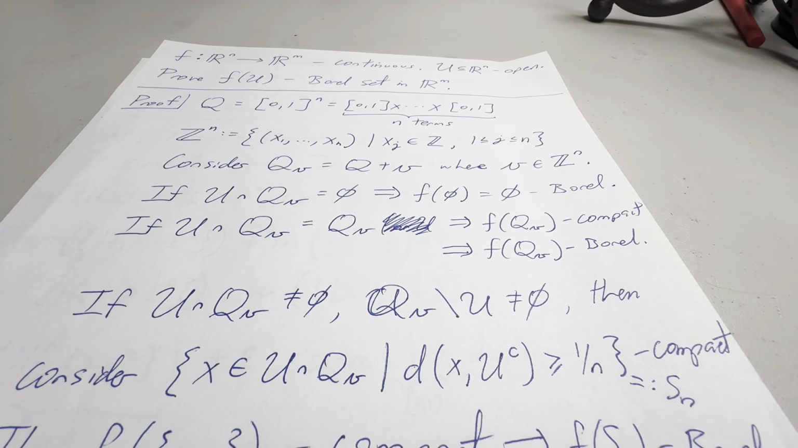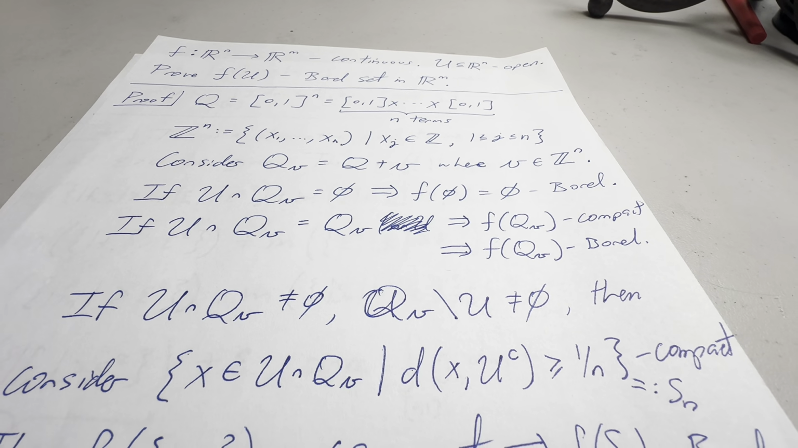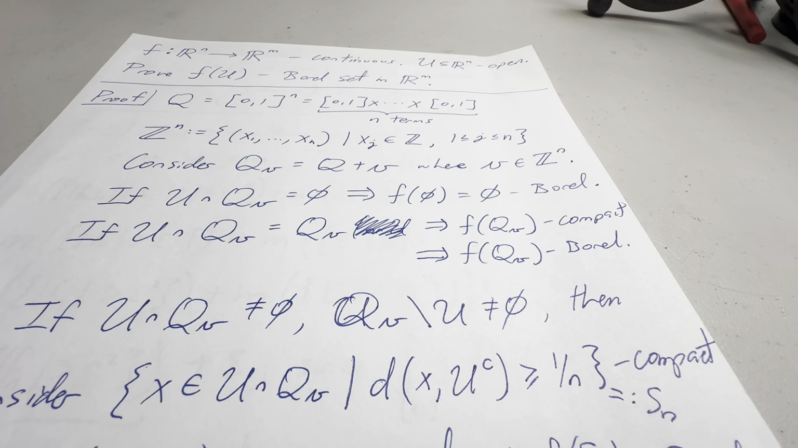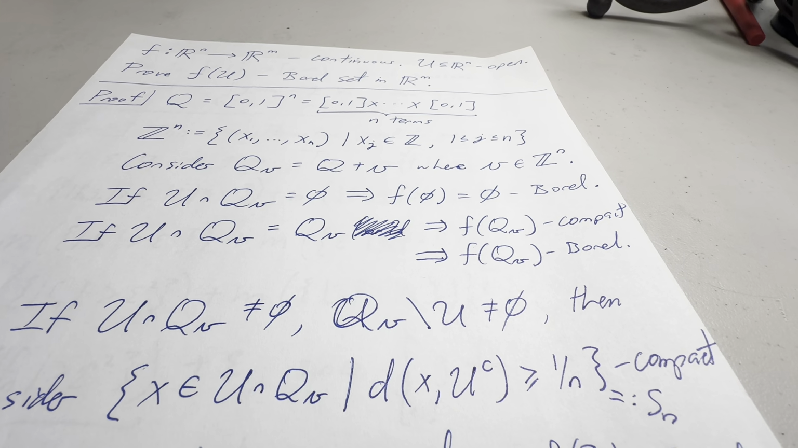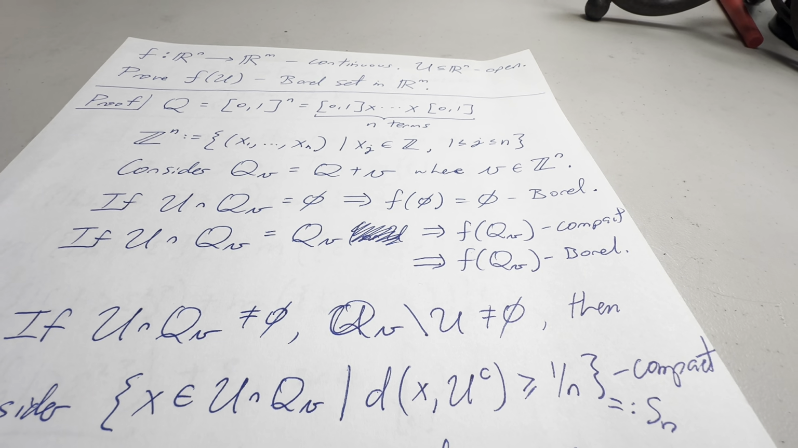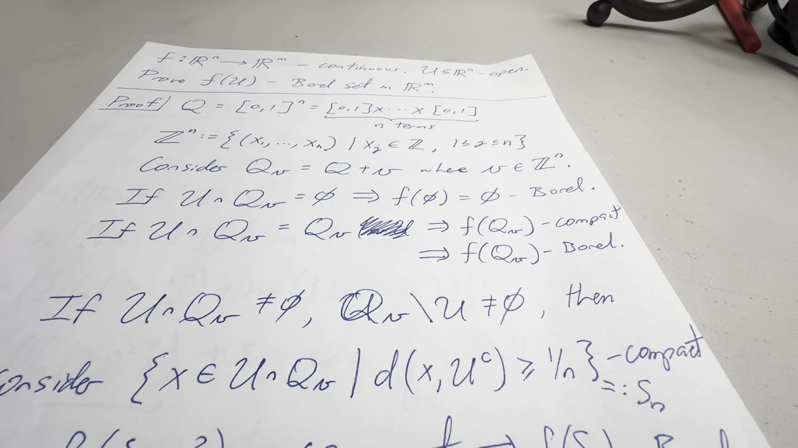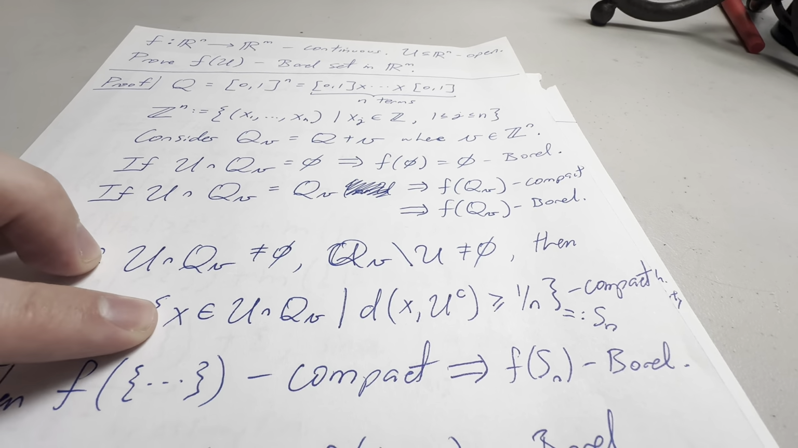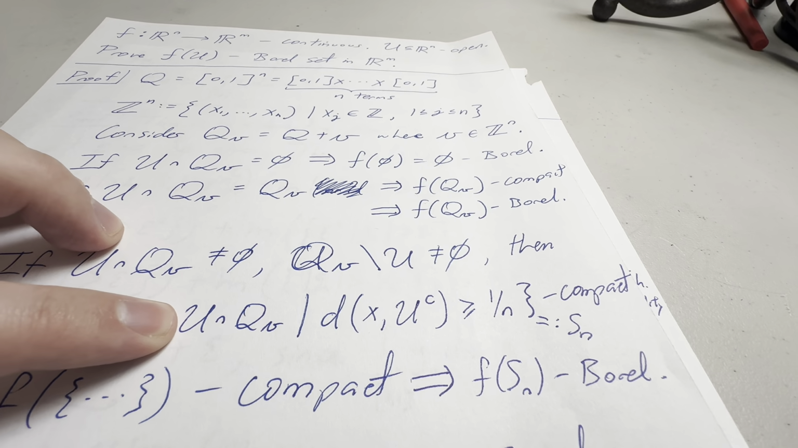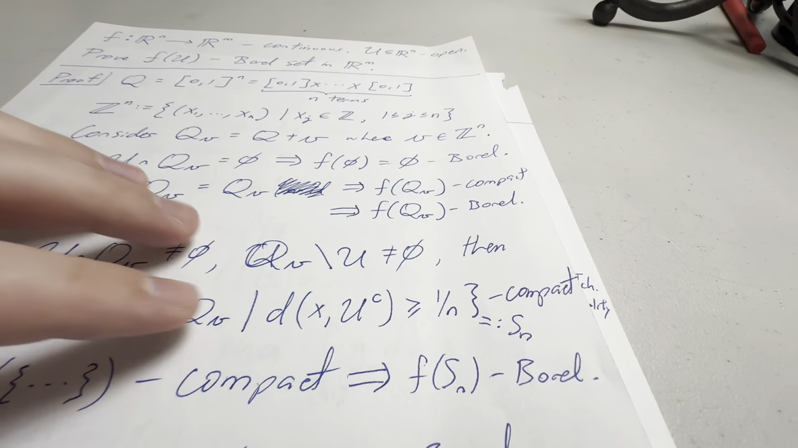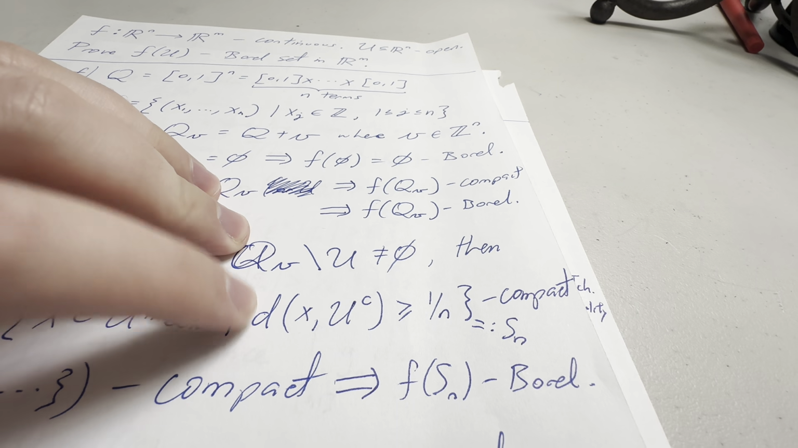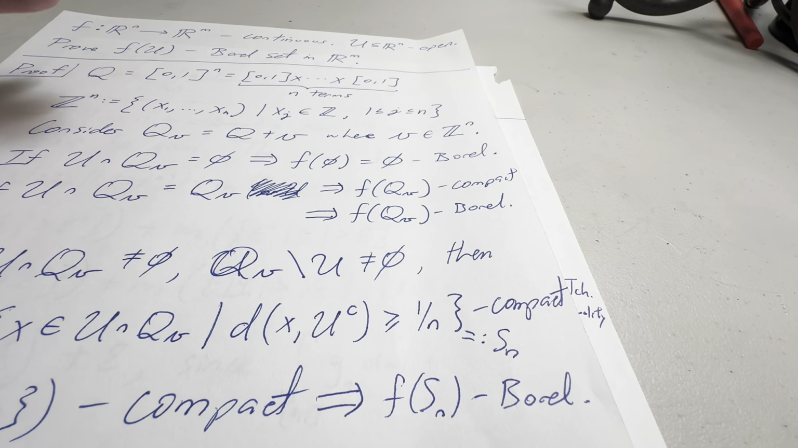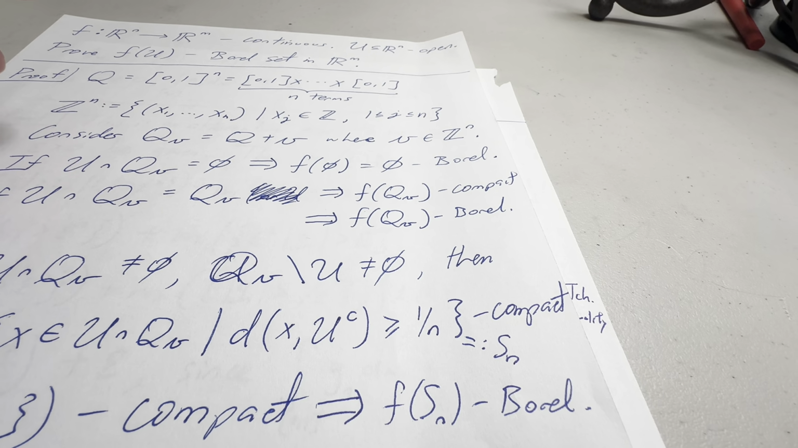And then we have the interesting case where U intersected with QV is non-empty, but QV minus U is also non-empty, which means that U passes through QV, but it's not a subset of it. And one way that I did it was I considered the set of all X values inside the intersection, such that the Euclidean distance between X and U complement, so we're outside of U, is greater than or equal to 1 over n.